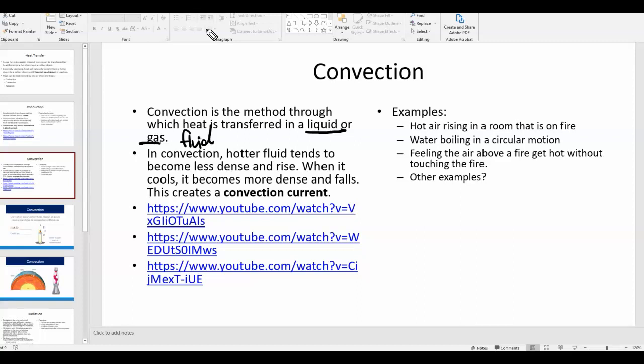Some examples of this would be if you have a room that's on fire, the hot air and the smoke is going to rise to the top because of what I just described. And that's why they say if there's a fire, you should get on the ground and crawl, because all the dangerous smoke that's bad for you is going to rise to the top. That hot fluid, the hot smoke, is going to become less dense and go up.